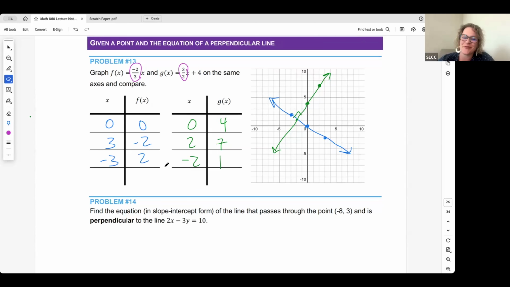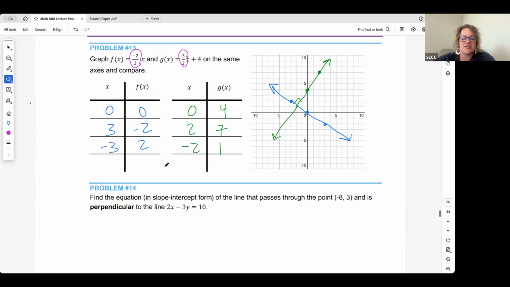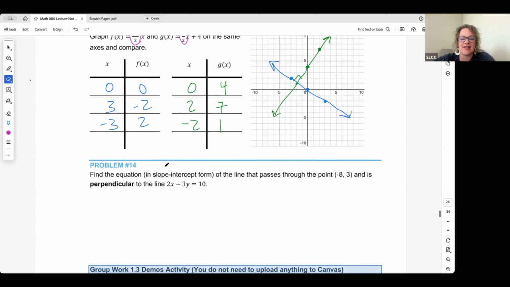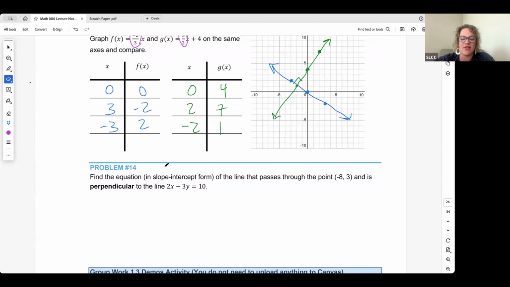Let's look at problem number 14. Find the equation in slope-intercept form of a line that passes through the point negative 8, 3 and is perpendicular to 2x minus 3y equals 10. Remember, we have to start by finding the slope. How do I find the slope? Well, I know perpendicular slopes are the opposite reciprocals, so I take this line and rearrange it into slope-intercept form so that I can use the slope for my line.